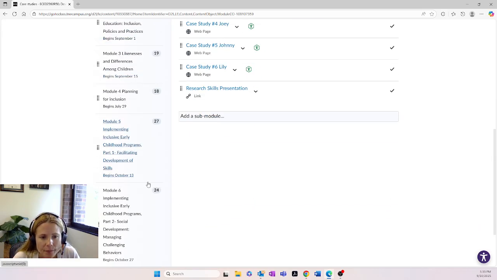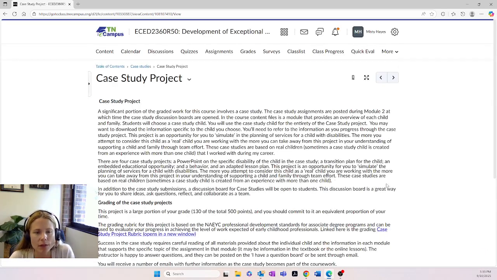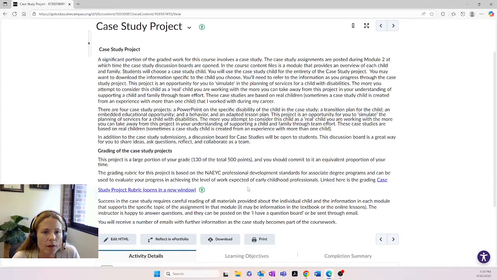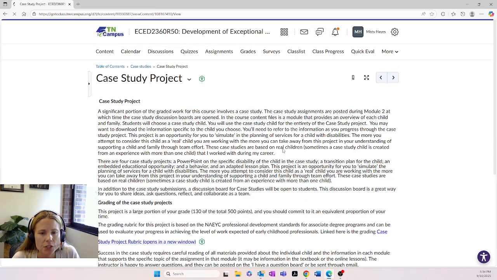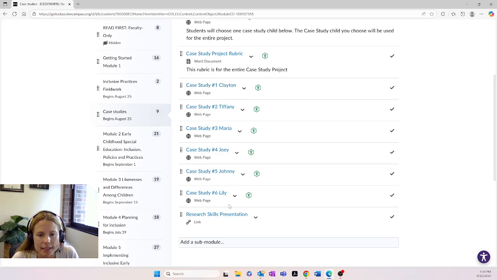Now, what I said earlier is that to begin this project, we're starting it now in Module 3. You're going to choose one case study child. So first, if you click on case studies in the table of contents, you're going to get an overview of our case study project, which you should have already read through. Also, our case study project rubric. But what I want you to pay close attention to is underneath the rubric for this project, you're going to see case studies. Your job is to choose one of the case study children. So you're going to choose one of the children here.